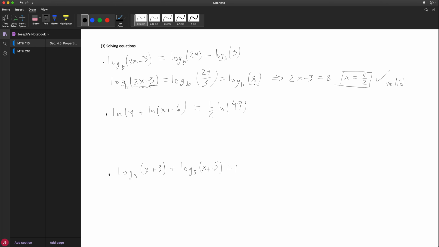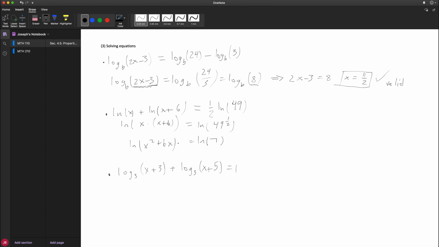All right, so now coming over here, we're going to recombine both sides. So here this is ln of x times x plus 6, and this equals ln of 49 to the 1/2. If you're familiar with your square roots, the square root of 49 is actually 7. And here I get ln of the expression x squared plus 6x, right? If I just distribute within the logarithm, I get that.